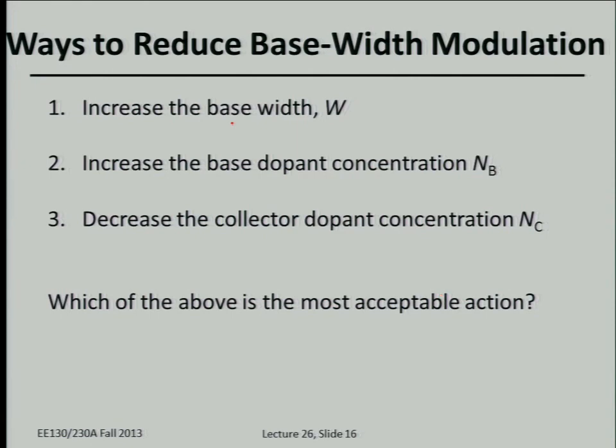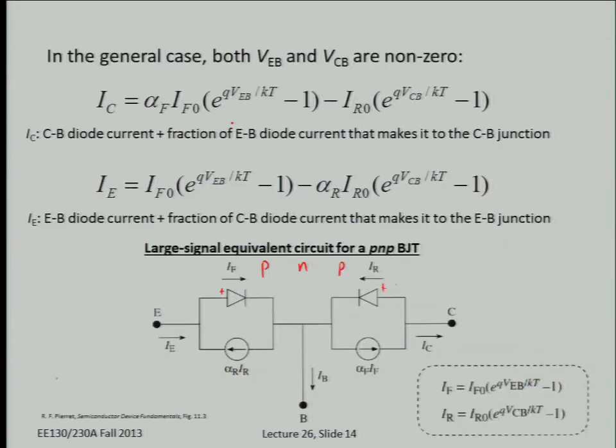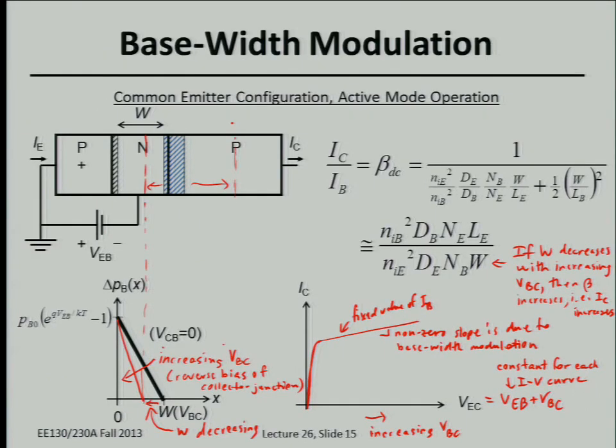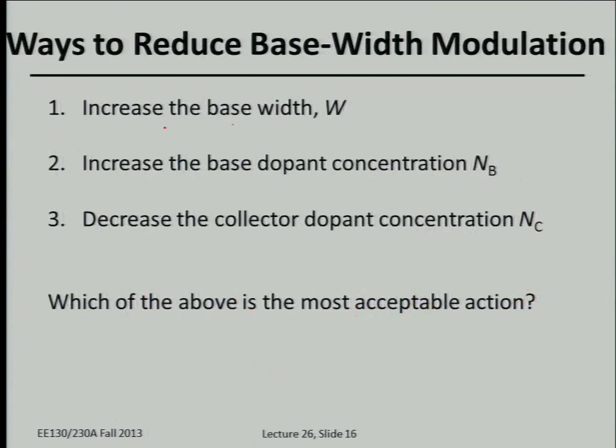So how do we minimize the base width modulation? Well, three ways. We can increase the width of the base. If the width of the base is really large compared to the width of the depletion region, this increase in depletion width is not going to make too much difference. So that's one way we can reduce the base width modulation effect. But what's the trade-off if we do that? If we increase the base width, yes, we can make the curves flatter. But what is the trade-off?